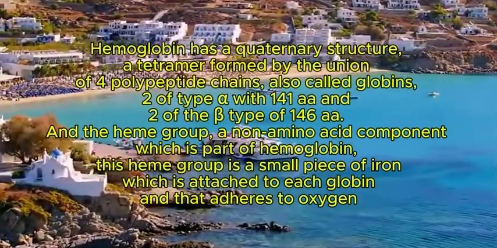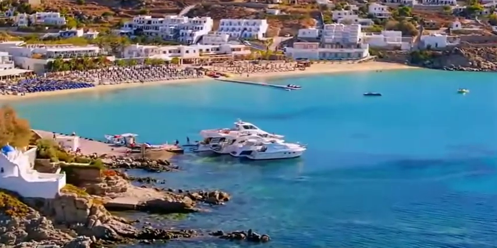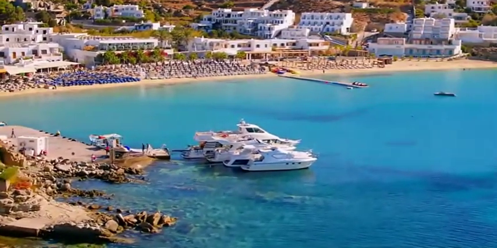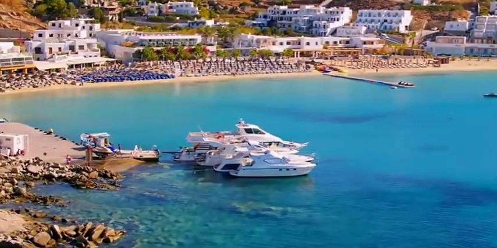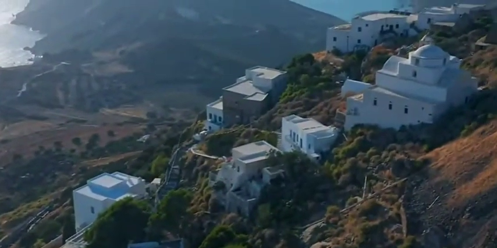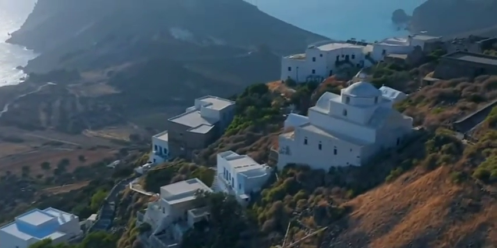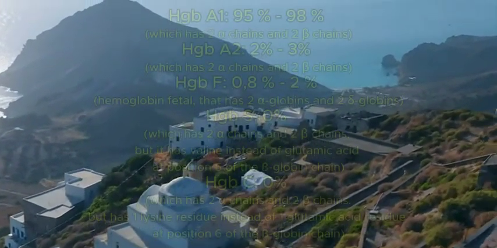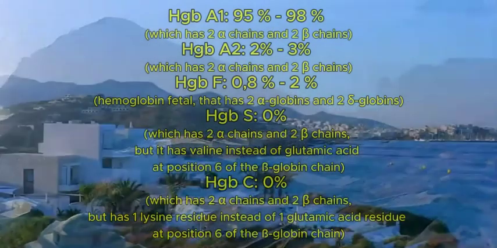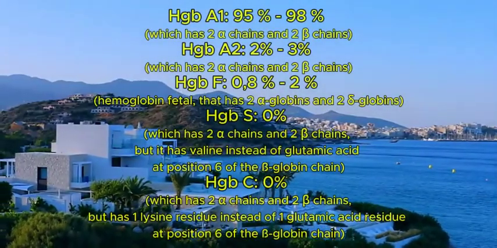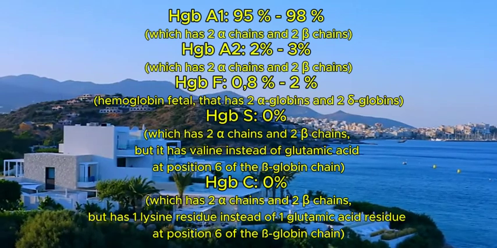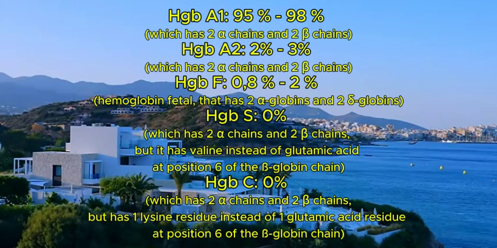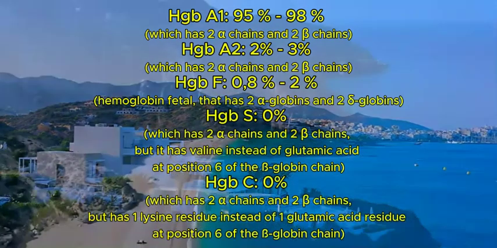But well, to know what type of hemoglobin a certain person has, an electrophoresis is done to see the variants of hemoglobin in the red blood cells. In adults, it will normally be hemoglobin A1 95 to 98%, hemoglobin A2 2 to 3%, hemoglobin F 0.8 to 2%, hemoglobin S 0%.